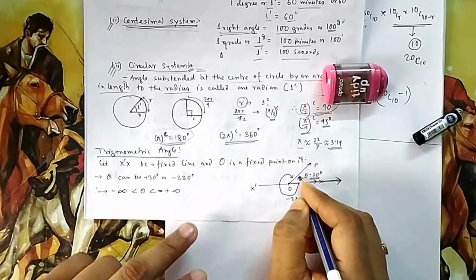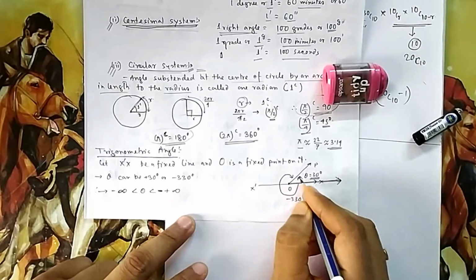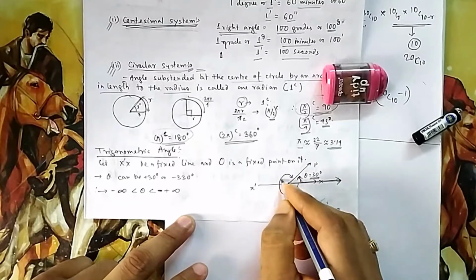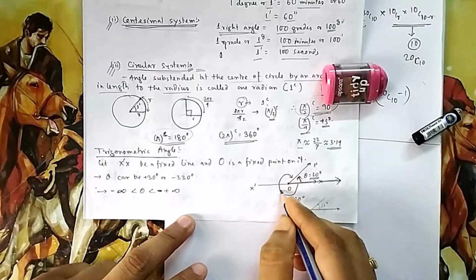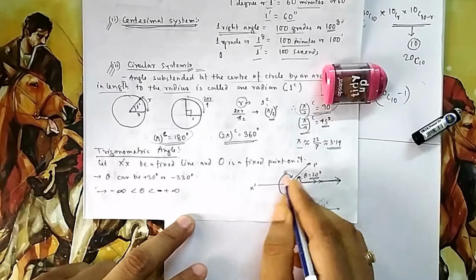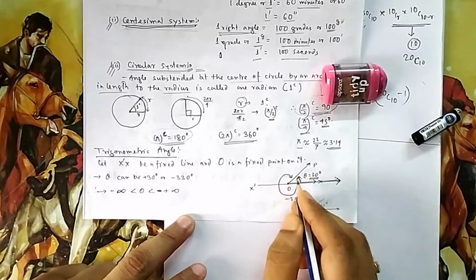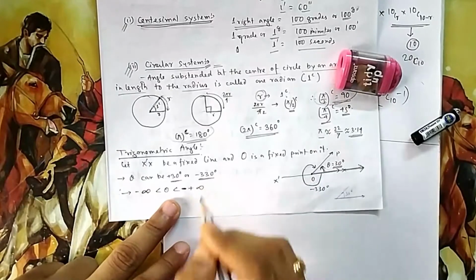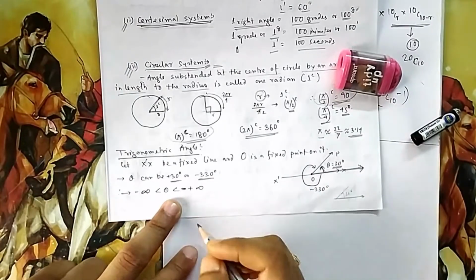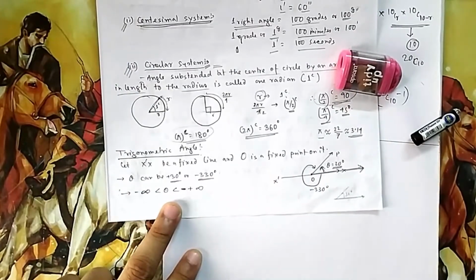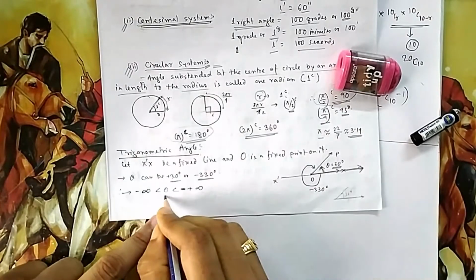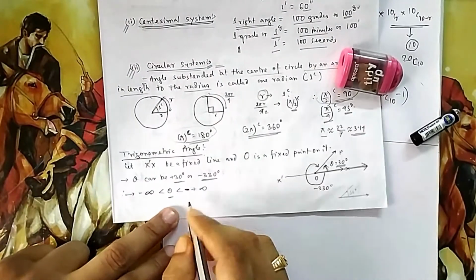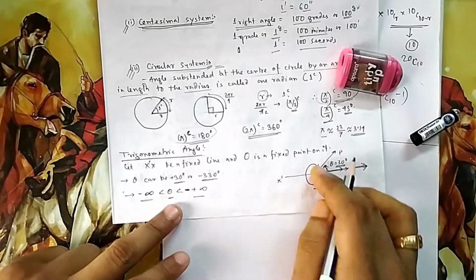If it is in the anti-clockwise direction, it is plus. I can say the same ray with the clockwise direction also, so then it will be minus 330 degree. You can see the total is 360, so this much is 330. So this line can be represented by plus 30 also, and minus 330 also. Both ways we can represent this line. That's why the trigonometric angle can vary from minus infinity to infinity.